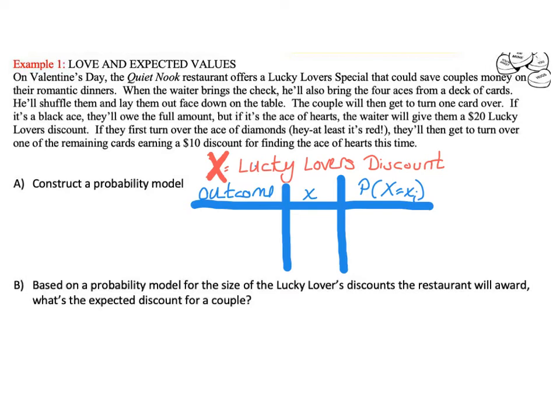All right, so the best case scenario for a couple dining would be to get the ace of hearts. And how much money do they win for ace of hearts? Well, they get a $20 discount. And let's look at the chance of that happening. So there were 4 cards that the waiter would bring out, and your chance of getting ace of hearts would just be 1 out of 4.